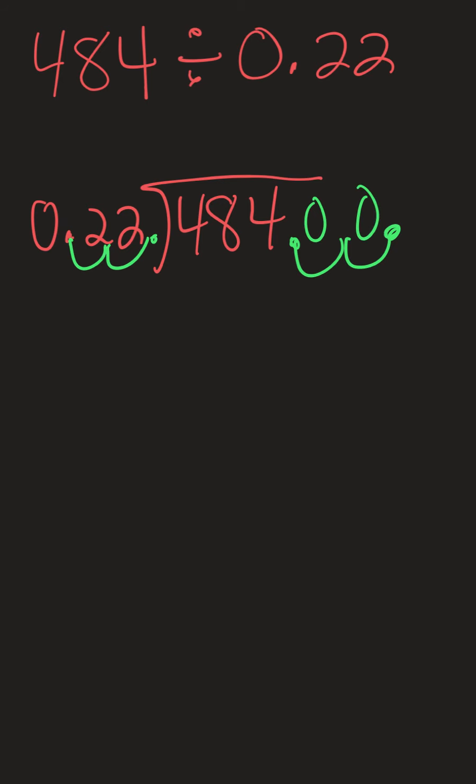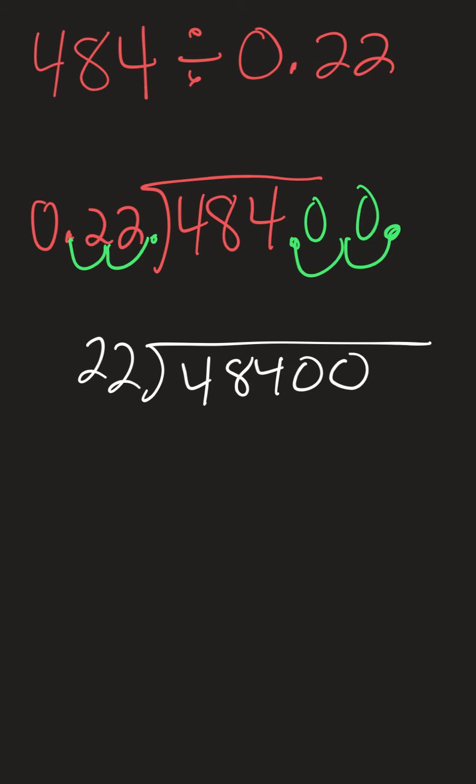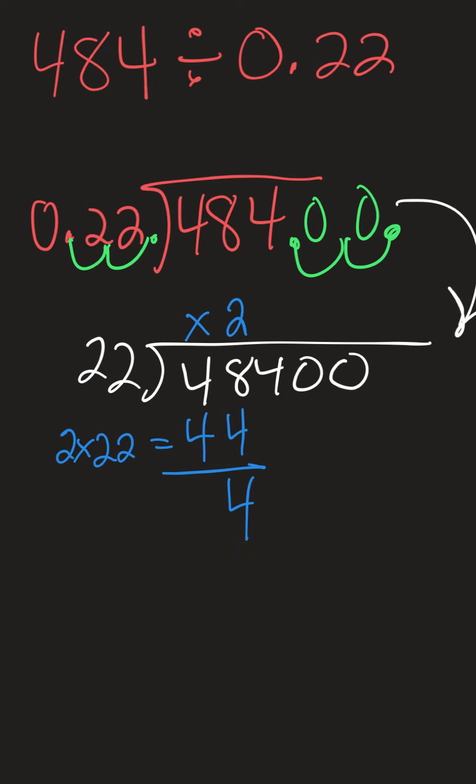Okay, put my placeholder zeros. I'm going to actually rewrite this so that way it's a little cleaner here. 48400. This is the same process. Okay, 22 goes into 4 0 times, but it goes into 48 twice. 2 times 22 is going to give us 44. 48 minus 44 is 4. Drop down my next 4, and I'm going to see, of course, that it's 2 again.